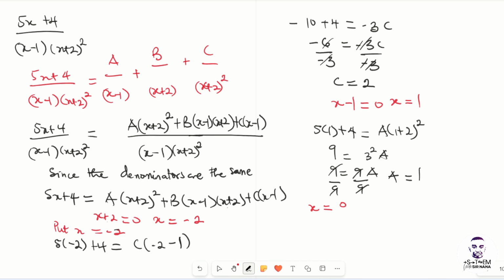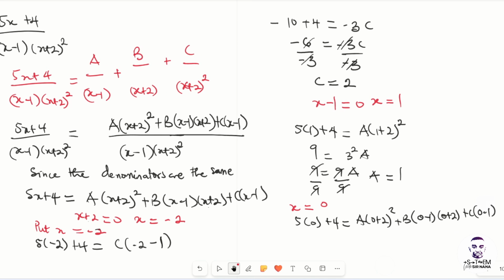So it means that when x is equal to 0, 5 multiplying 0 plus 4 will be equal to a, 0 plus 2 all squared, plus b will have 0 minus 1. So we are substituting 0 in place of x in all the equation here, and then we will have 0 plus 2. Then we have plus c, and that will be equal to 0 minus 1. c multiplying 0 minus 1. So that will be that.